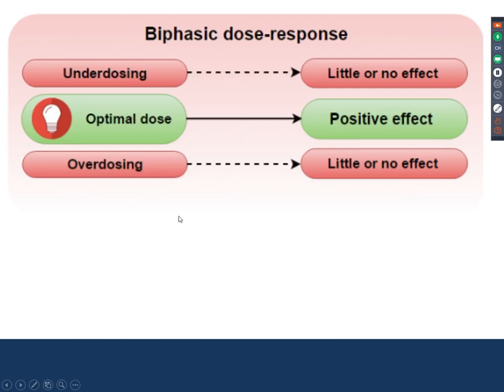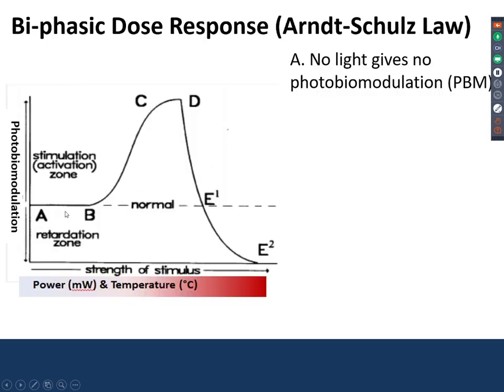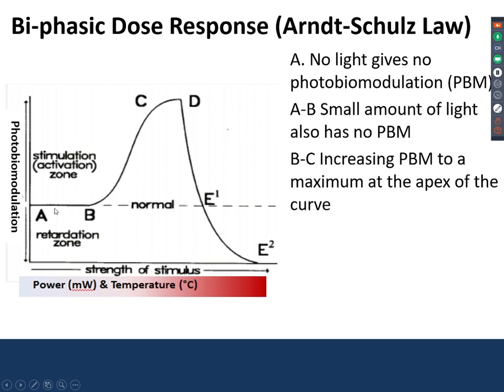Okay, lastly, I'm going to talk a bit about biphasic dose response. And essentially all this means is that if you underdose light, you will have little or no effect. If you overdose light, you will have little or no effect. I'm talking about photobiomodulation, not about pain relief. However, an optimal dose will have a positive effect on healing. So really, we refer to this as the biphasic dose response, where if you have too little light, you have no effect. And between B and D, you have an optimal amount of light and therefore an optimal photobiomodulation effect. And then if you have excessive light, then you actually have a decreasing photobiomodulation effect.